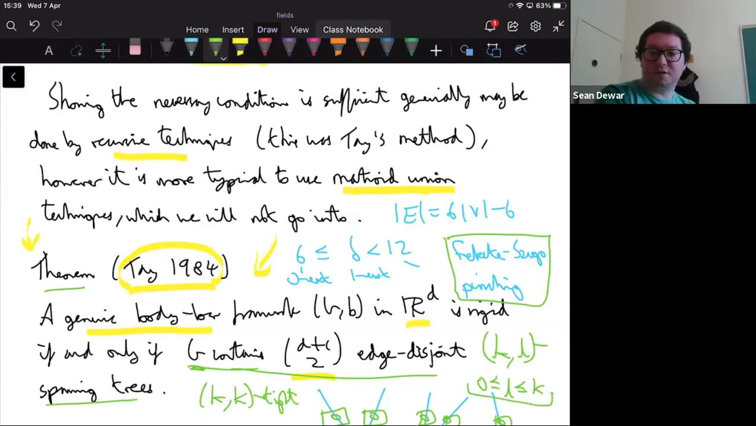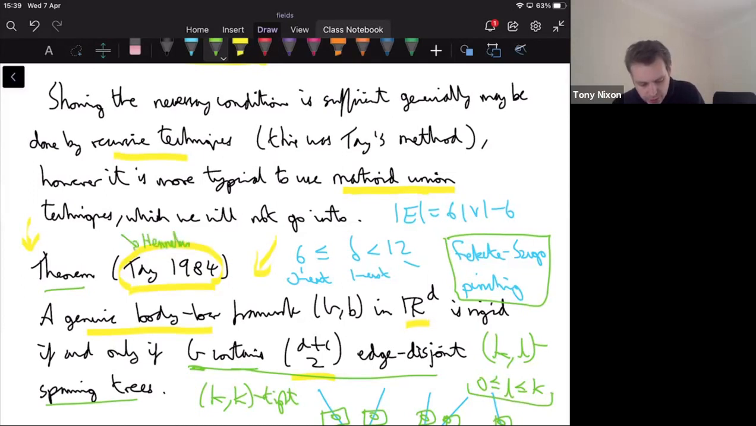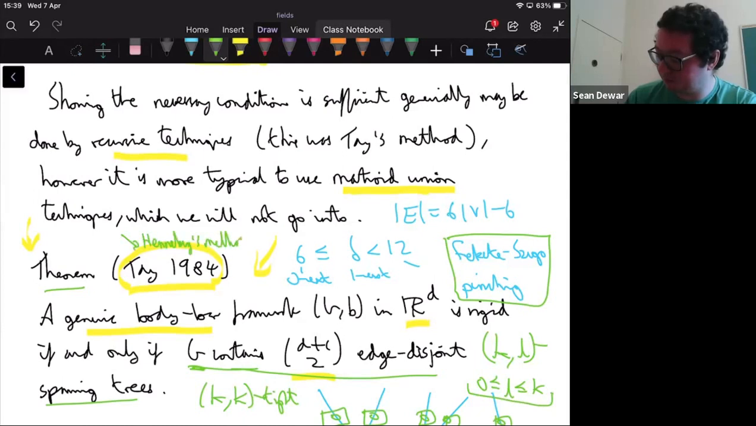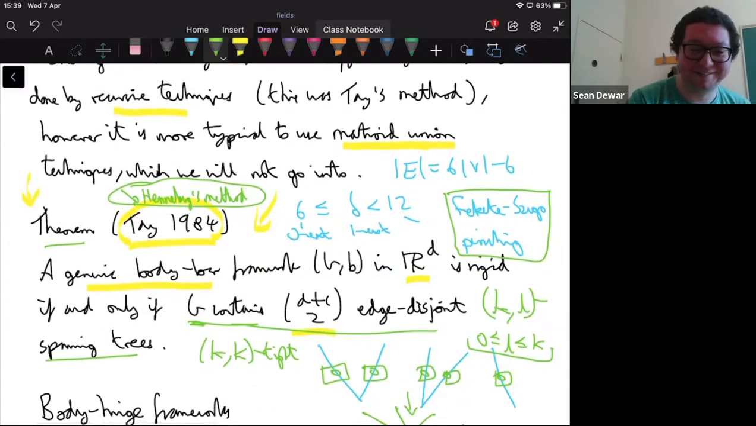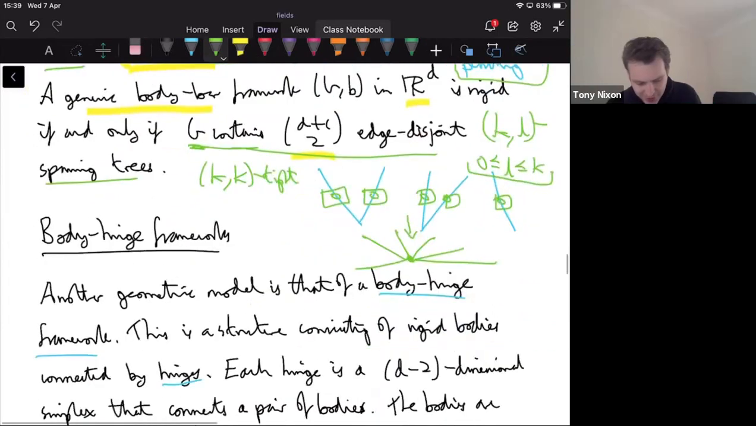Okay, yeah, maybe that just fixes it then. It just works through that. Yeah, I'm kind of interested, curious now. So I'll look at Tay's. It's not this one. It's his paper that I said. It's called Henneberg's method for body-bar frameworks. I think it's in Structural Topology in the late 80s. I might look after the lecture finishes too. All right. Well, thank you. Yeah. Thanks. It's an interesting question.